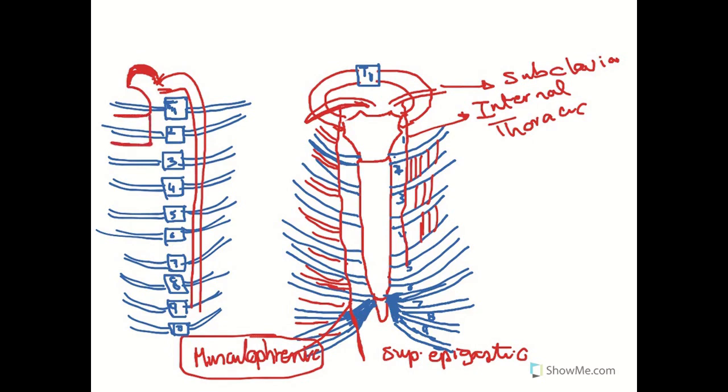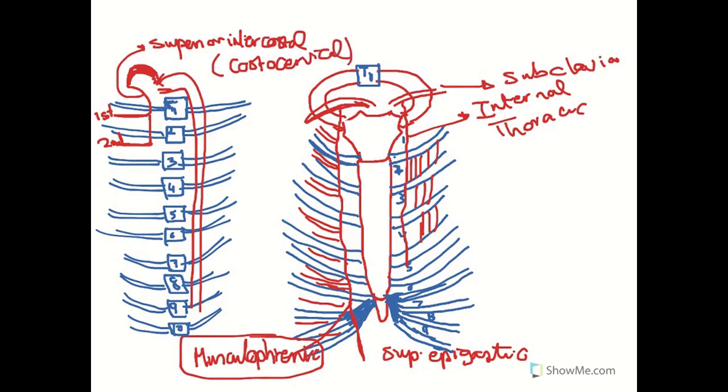The superior intercostal artery gives the blood supply to the first and second spaces. So this is the first space and this is the second space, supplied by the superior intercostal. The superior intercostal is a branch of the costocervical trunk. The costocervical trunk is a branch of the first part of the subclavian, and this is the artery which supplies the first and second spaces from the posterior view.